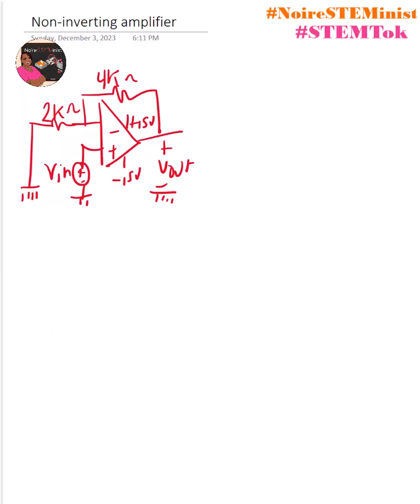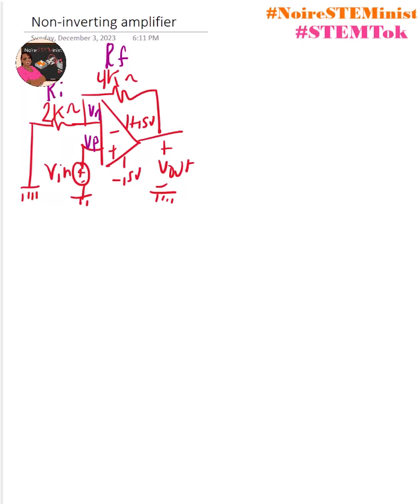Here we have a non-inverting amplifier. What you'll see here is that the positive terminal on the op amp is tied to the input voltage Vin. The negative terminal is tied to a 2K resistor that goes to ground, and a feedback resistor of 4 kilo ohms connects the output to the negative terminal. This is called the feedback resistor because it connects the output to the negative terminal, and this is called the input resistor. Vout is where we measure the output.